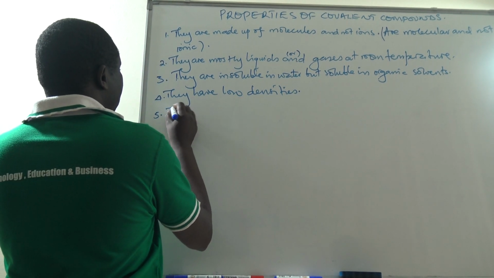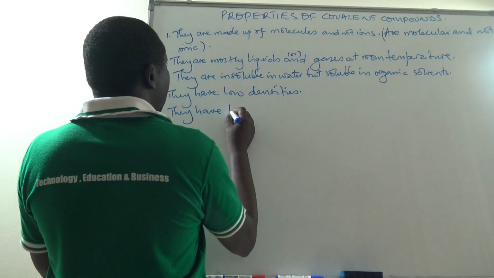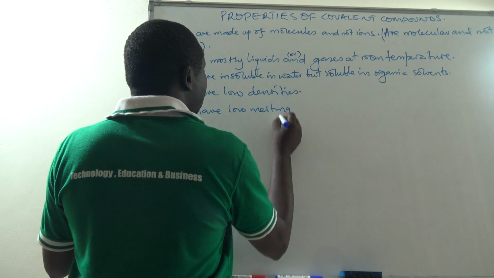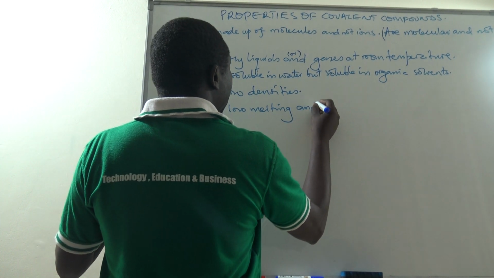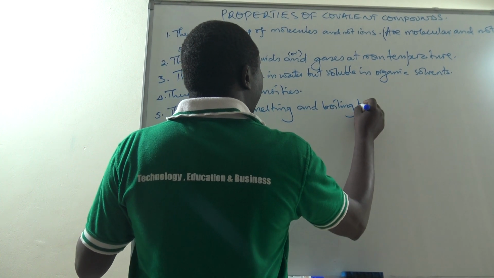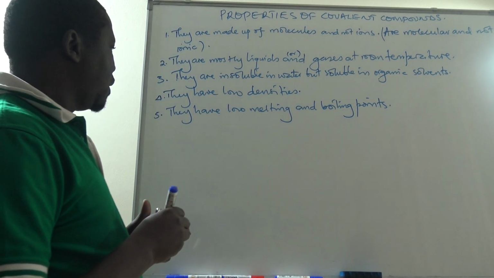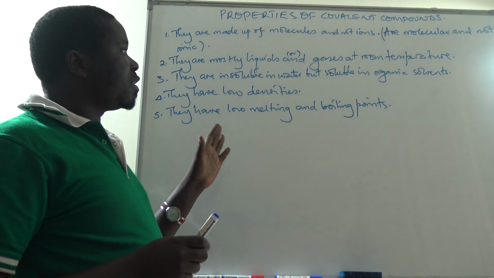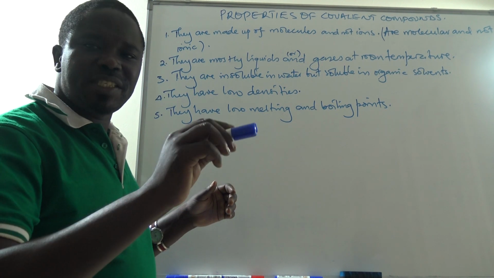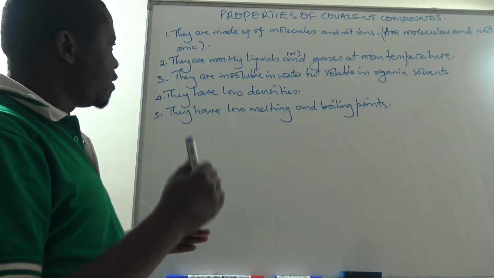Next, they have low melting and boiling points. Most of these covalent compounds boil and melt in the order of negative something degrees C, a very low boiling and melting point.